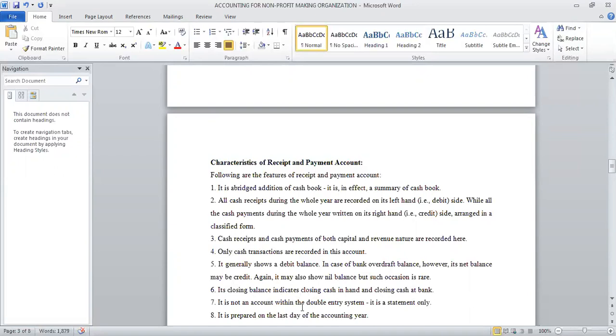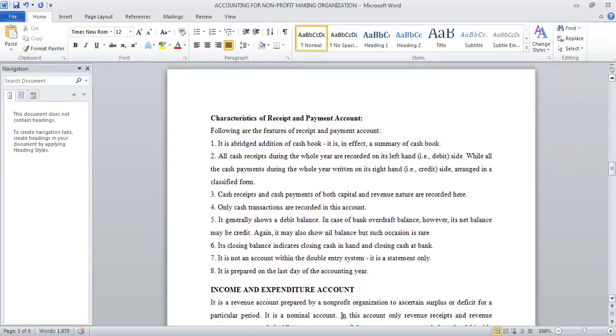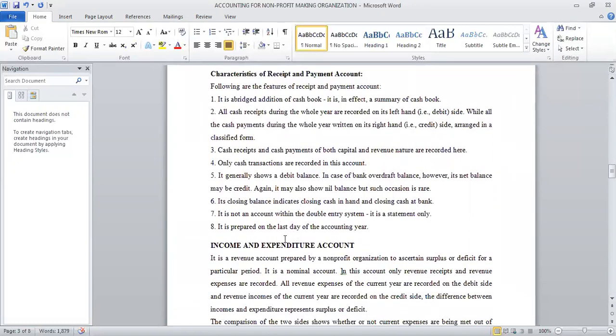And it's not an account within the double entry system. That is to say, it is not maintained with the double entry concept in mind. And then it is prepared on the last day of the accounting year or the financial year.